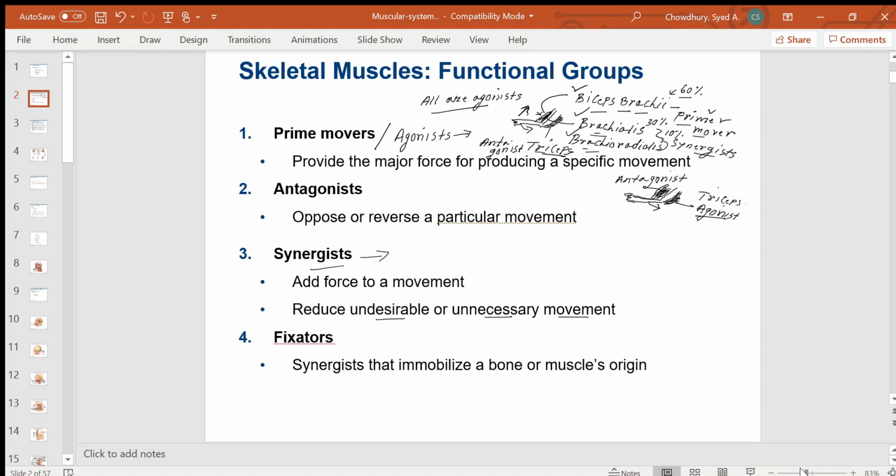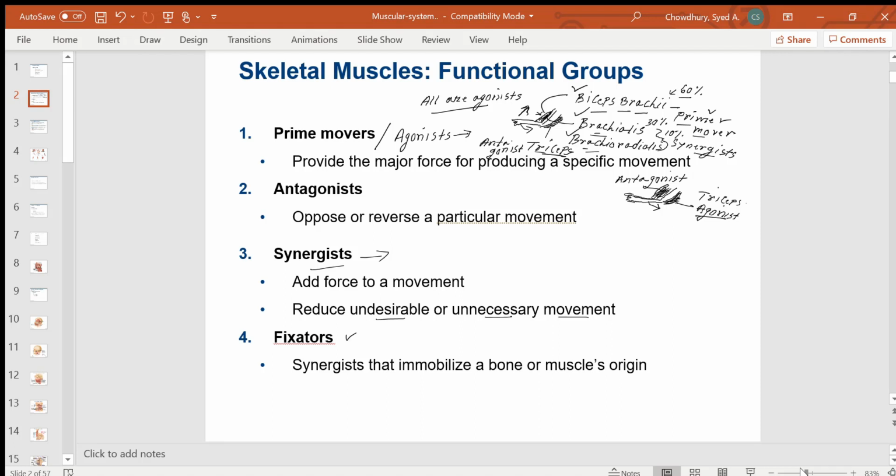Like when you are doing flexion of your forearm, right? If the shoulder moves, then that movement will not be precise. Make sense? So to prevent the movement of the shoulder, you use the pectoralis muscle, deltoid, trapezius, those muscles stabilize the shoulder. Then your forearm movement will be more precise and forceful and strong. Okay.